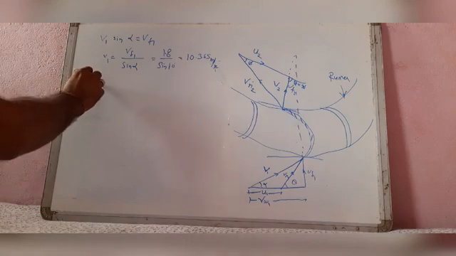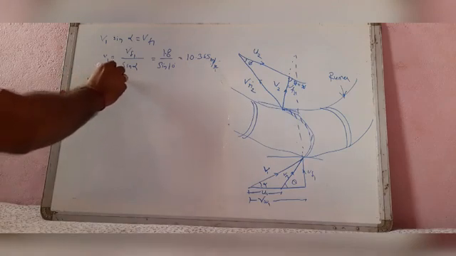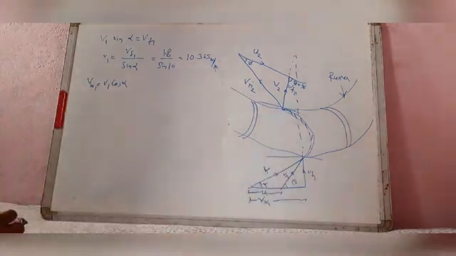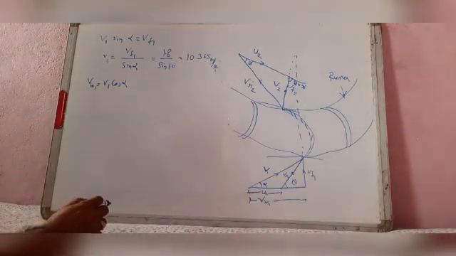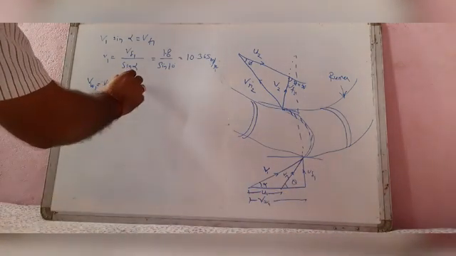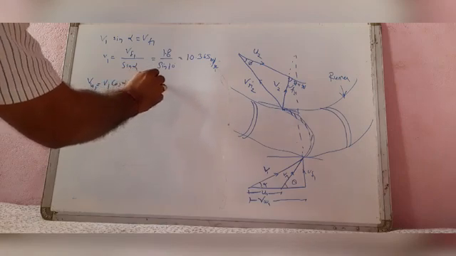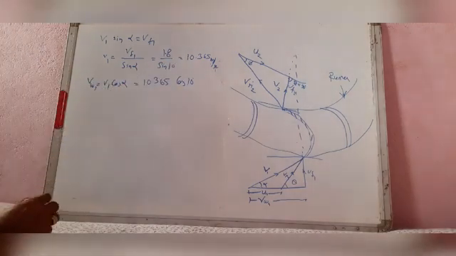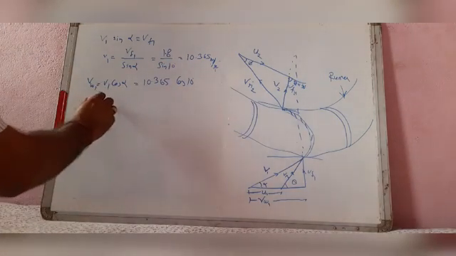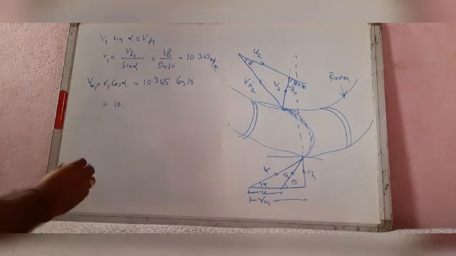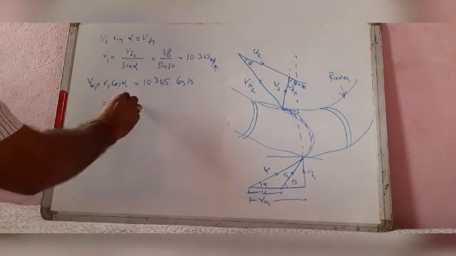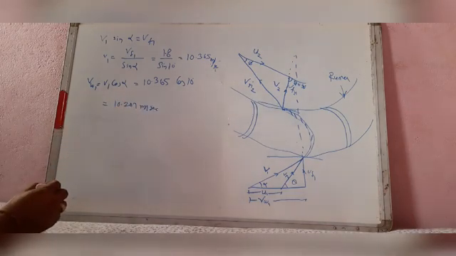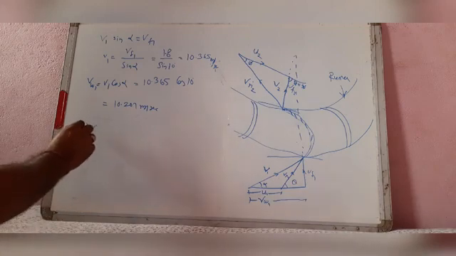Next we have to calculate the velocity of whirl at inlet, VW1 equal to V1 cos alpha. Putting the values here, 10.365 cos 10 degree. So this is 10.207 meter per second.